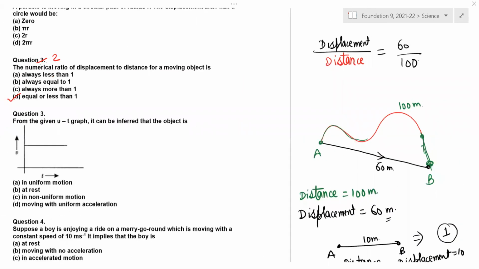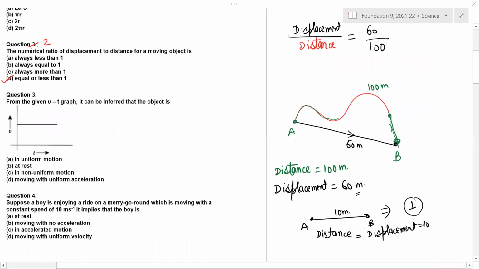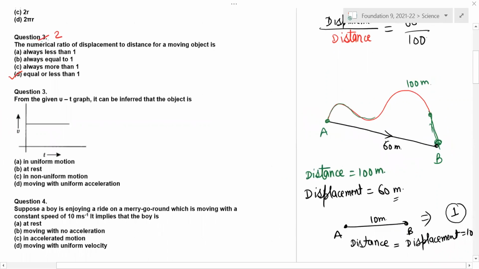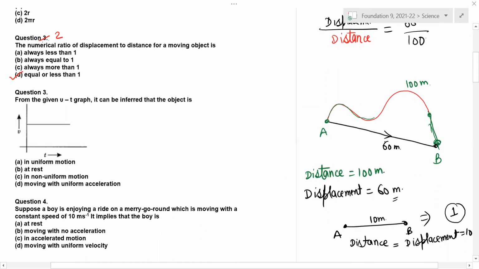Sir, I don't get how you got the ratio of it. Which one do you have difficulties with? How are you calculating the ratio? Ratio means displacement by distance. Displacement is the shortest path length. So we have taken two examples. This is case one. In this case, displacement is less than the distance, so less than 1. In the other case, displacement and distance both are the same, so equal to 1.